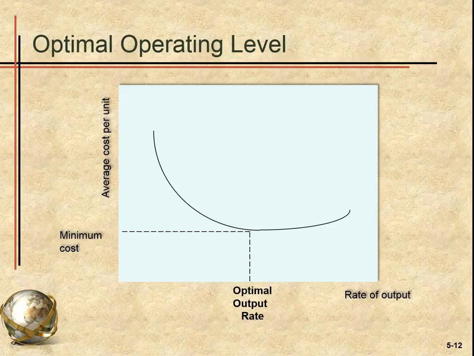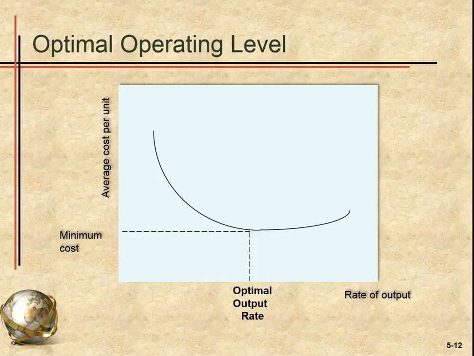Let's take an example. I buy a machine, and the machine cost me $1 million. Now, this machine, if I produce only one unit on it, I just spent $1 million per unit. Now, if I produced 1 million units from this machine, it's going to cost me $1 per unit.